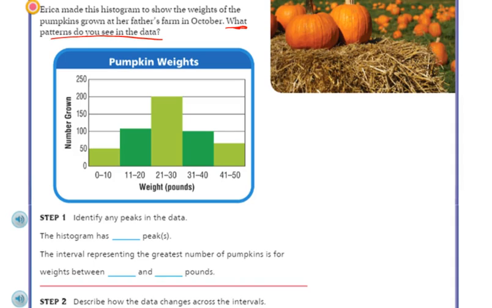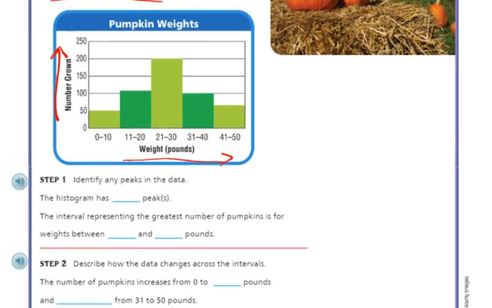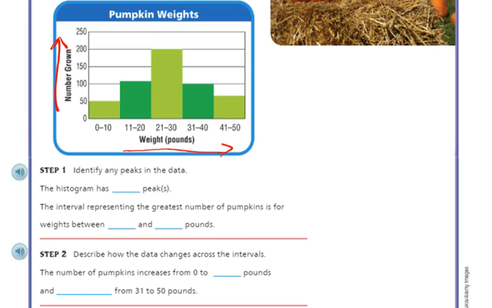All right, so we have our histogram here, pumpkin weights. We have the number of pumpkins grown here and the amount that they weighed here on the bottom. We have our intervals all set up. So let's look at step one. Identify any peaks in the data. So is there one point in the data, or there could be more than one peak, where it seems just to be high above the rest? In this case, the histogram does have one peak.